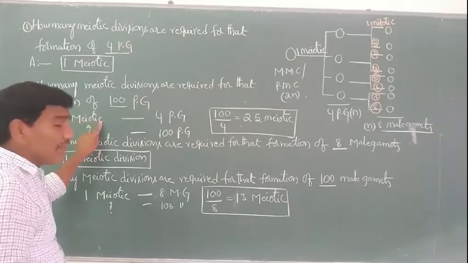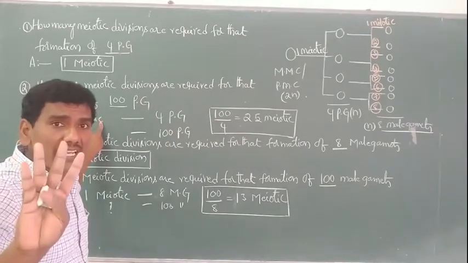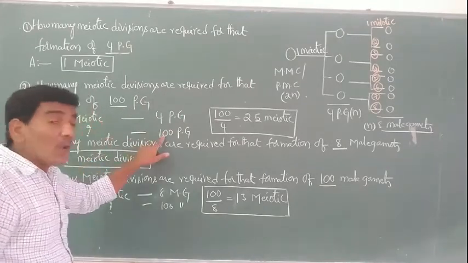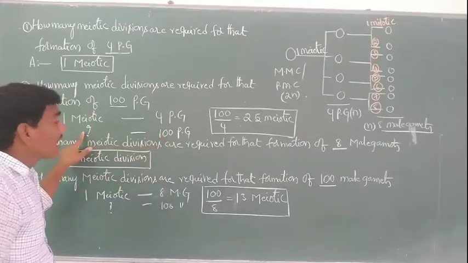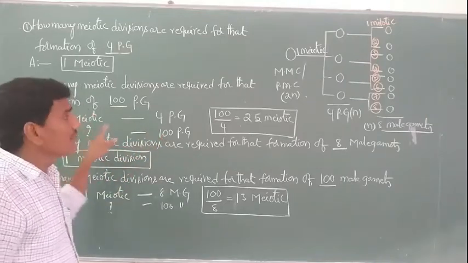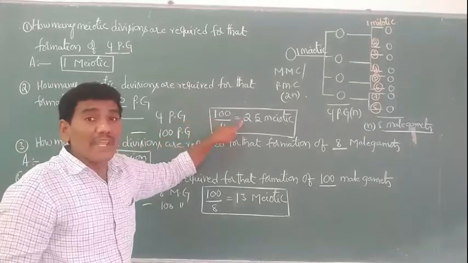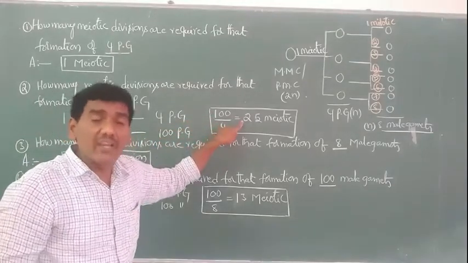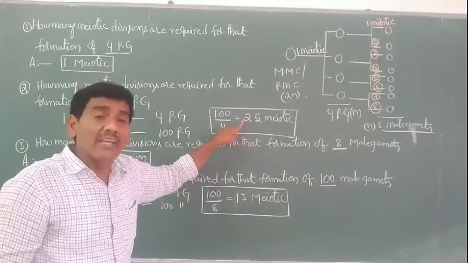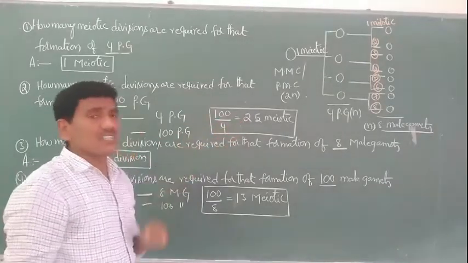1 meiotic division gives 4 pollen grains. For 100 pollen grains, how many meiotic divisions are required? That is 100 by 4, so 25 meiotic divisions are required for the formation of 100 pollen grains.